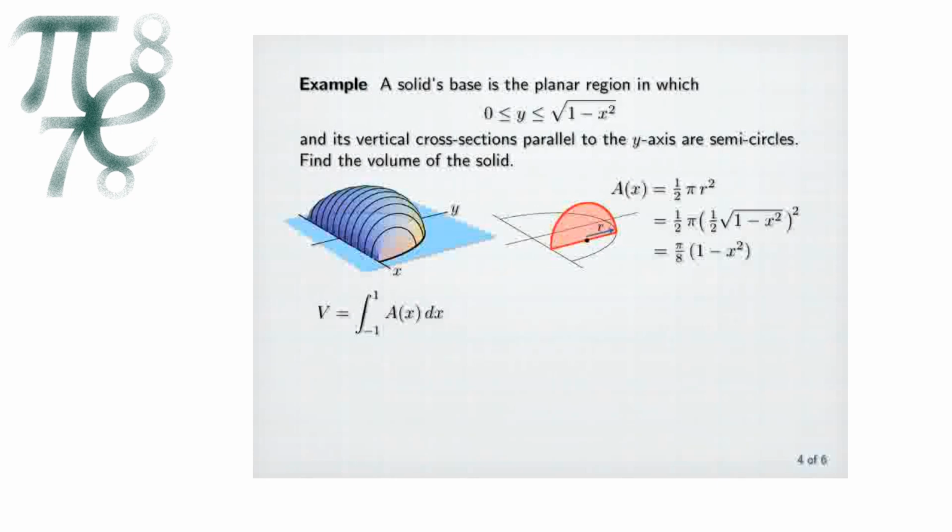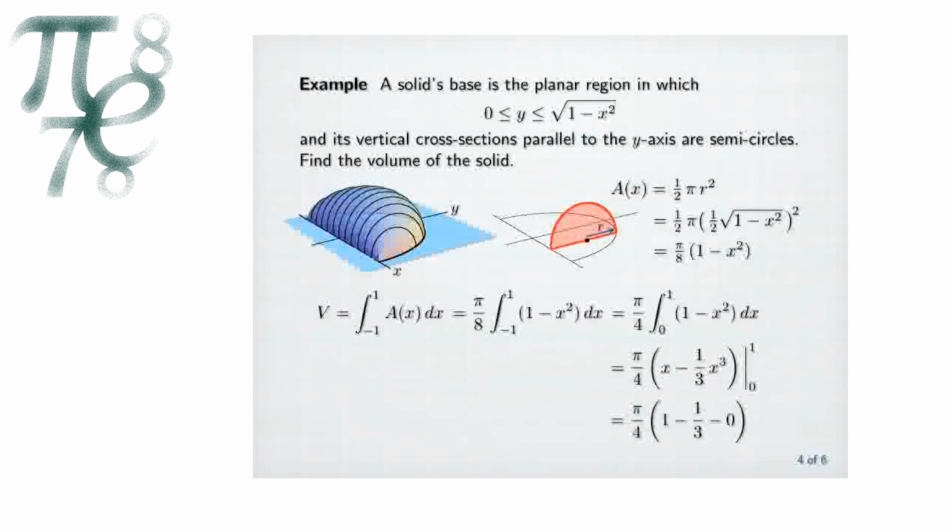So the volume of the solid is pi over 8 times the integral from minus 1 to 1 of 1 minus x squared dx. Again, we'll use symmetry to rewrite the integral from minus 1 to 1 as 2 times the integral from 0 to 1. Next, we anti-differentiate and evaluate between 0 and 1, and this gives us pi over 4 times 1 minus 1/3 minus 0, or pi over 4 times 2/3, which is pi over 6.